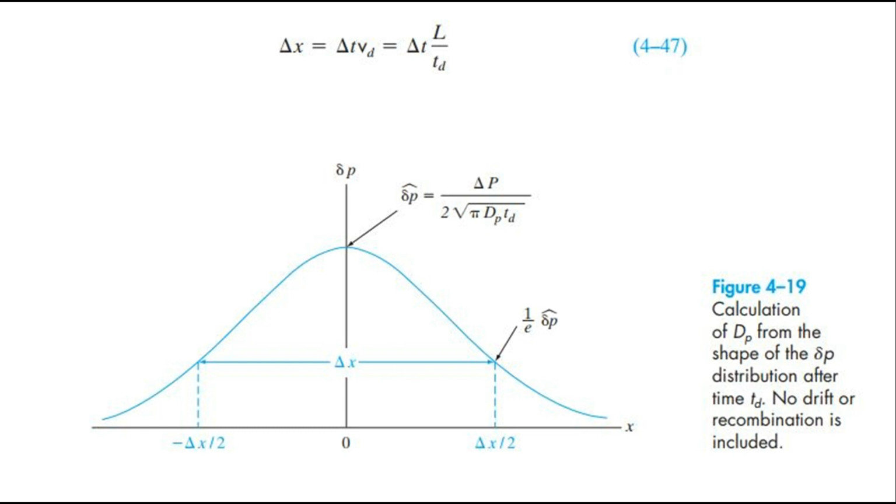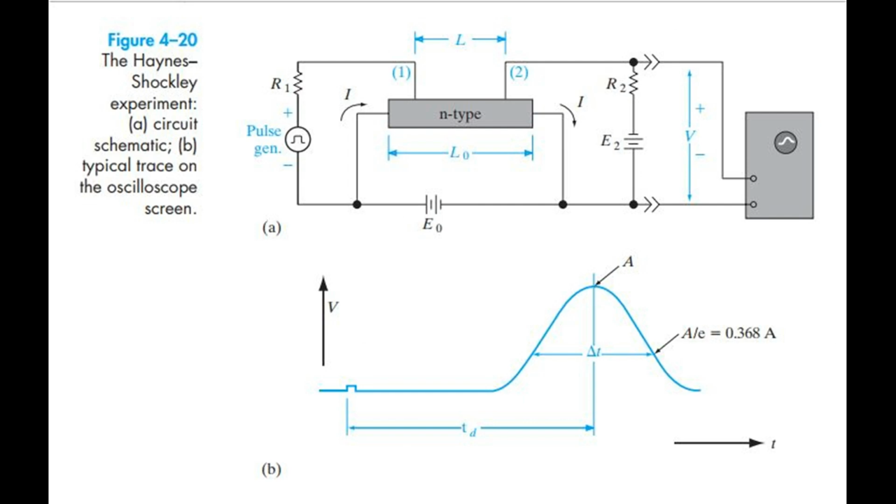Figure 4.19. Calculation of the carrier diffusion coefficient from the shape of the carrier distribution after time Td. No drift or recombination is included. Figure 4.20. The Haynes-Shockley experiment. A, circuit schematic. B, typical trace on the oscilloscope screen.